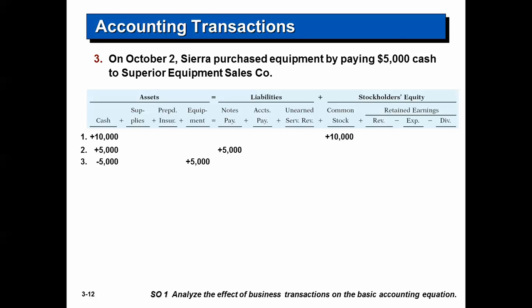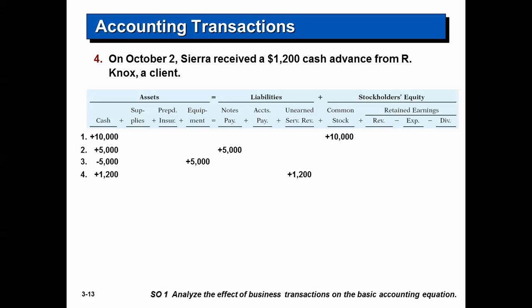Well, our cash goes down $5,000, but our equipment goes up $5,000. Now notice, this transaction only affects the left-hand side, assets, but it affects it so that one asset went down 5, the other went up 5. We're still in balance. Okay, number 4, we received $1,200 cash advance. Remember cash advance? Unearned service revenue. Well, our cash went up $1,200, our unearned service revenue went up. $1,200 on the left, $1,200 on the right.